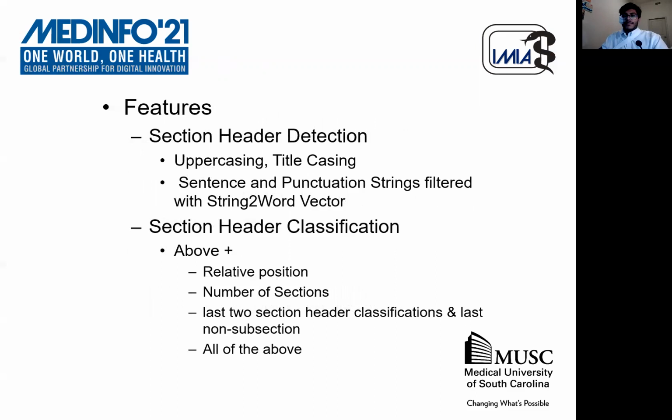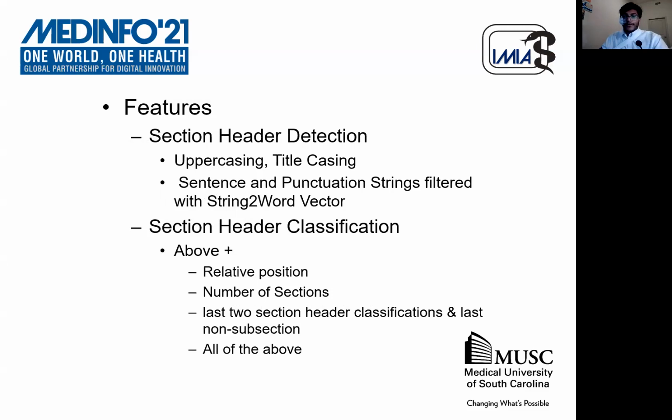The features involved for the section header detection task were the presence of uppercasing, the presence of title casing, and the strings for the sentence and punctuation. Both of the strings were filtered using a string to word vector filter, which was available in Weka. For section header classification, a few feature sets were evaluated. The features from the detection task were included in all of the sets as a base set.